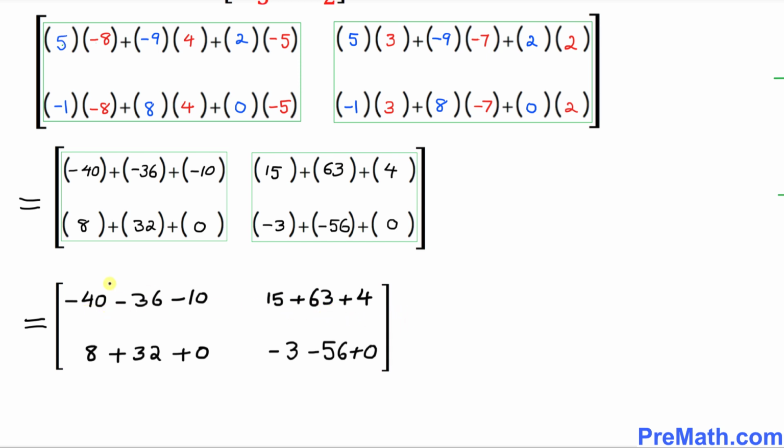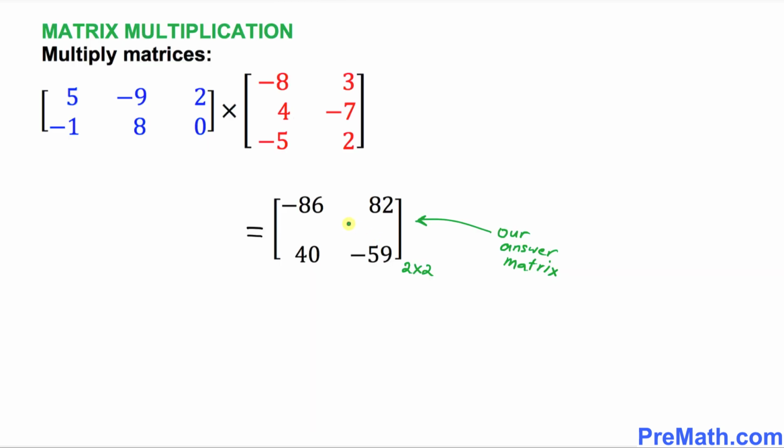Now in the next step, we are going to simplify these numbers to get our answer matrix. Let's go ahead and take care of that. We know that this negative 40, negative 36, and negative 10, if you simplify that, is going to give us negative 86. The next number is going to be 82. Here is going to be 40. And the last number is going to be negative 59. And this is our answer matrix. And thus here is our resultant matrix whose dimension is 2 by 2, and that is our answer.